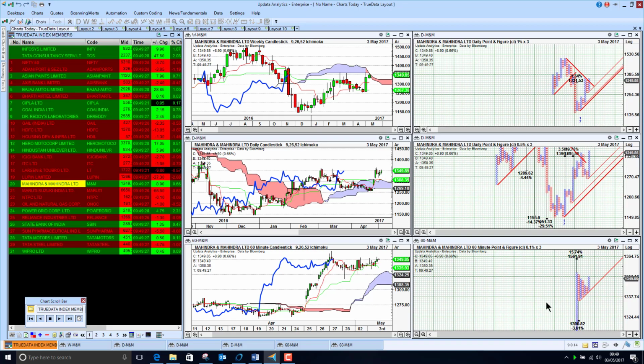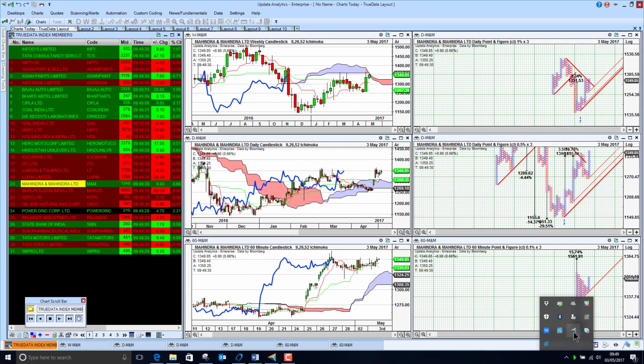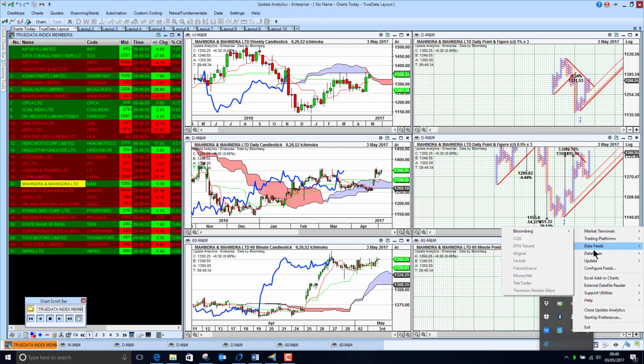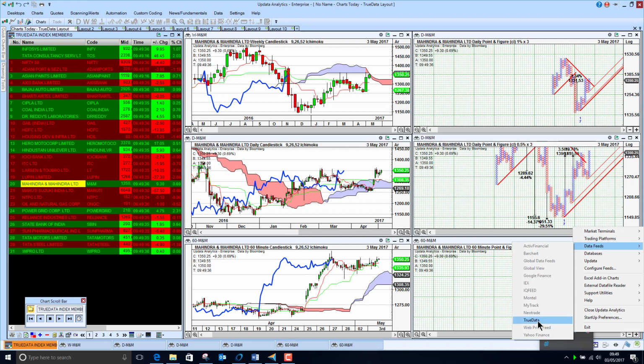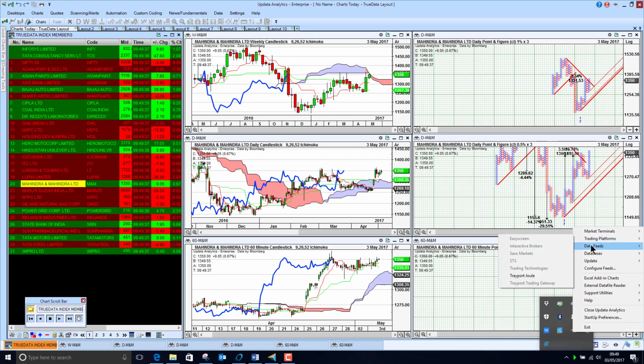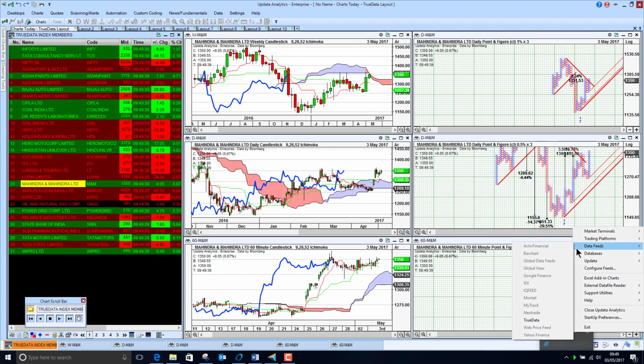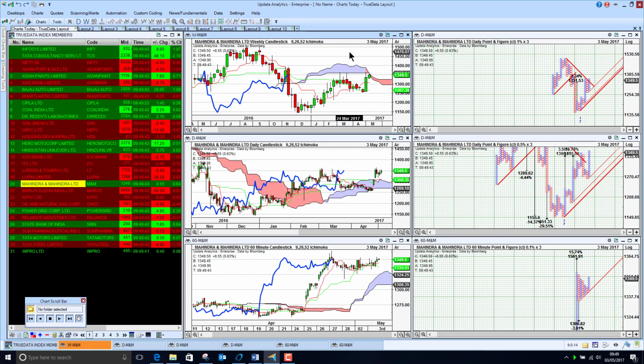So if you want to run the feed from the Updata icon, you just simply choose data feeds, and you'll see the TrueData feed there. Lots of other feeds that you can run simultaneously as well. So this is just a great add-in if you want to track the Indian market.